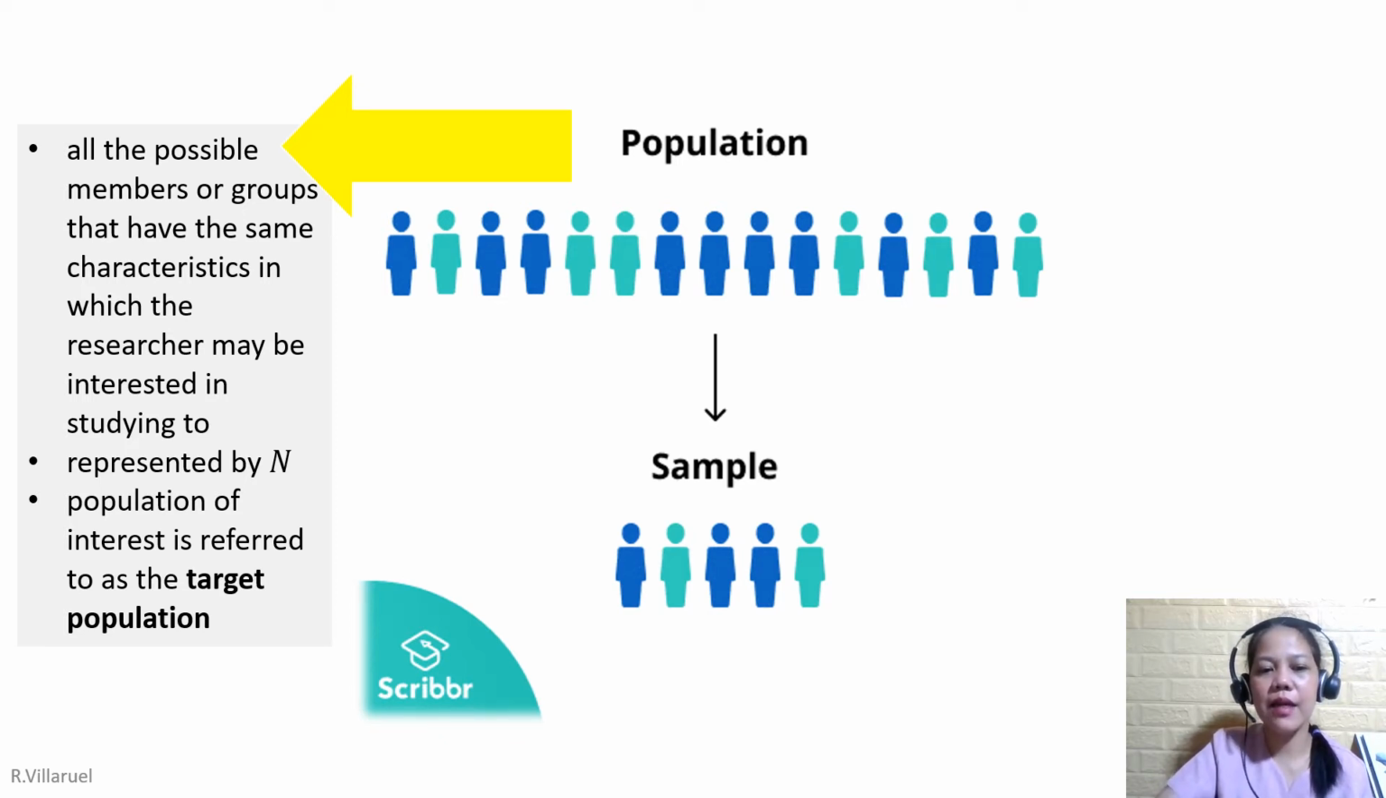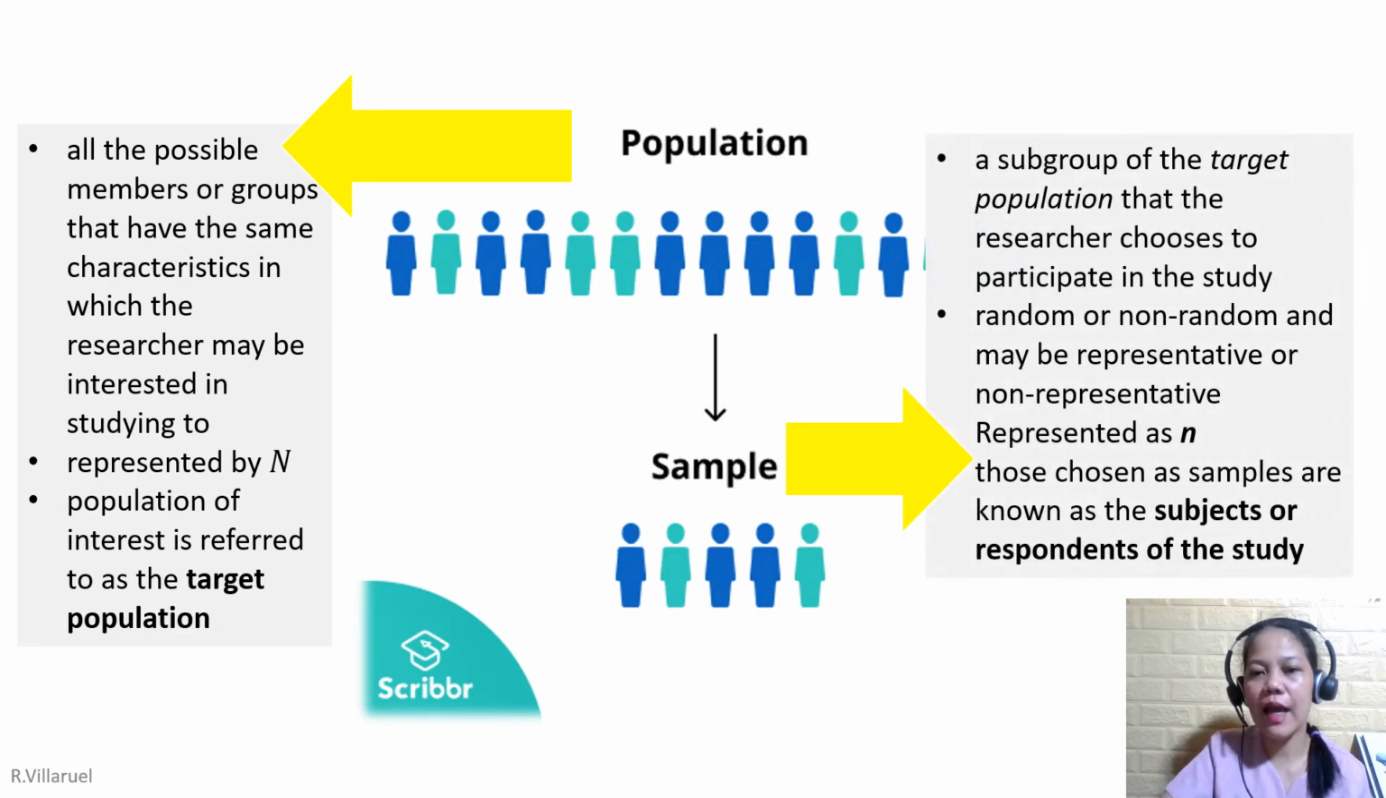So, going back, there is another phrase, target population. It is defined as population of interest. Halimbawa uli, si researcher, interesado lang siyang pag-aralan ang grade 12 o kaya grade 11. So, ang population natin again ay yung buong grade 11 at grade 12. Lahat na nag-aaral sa school. Ang target population natin, it's either grade 11 or grade 12.